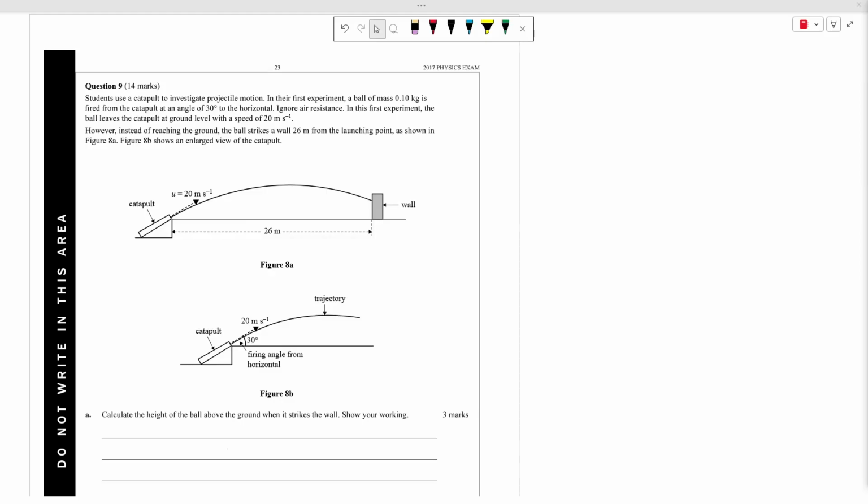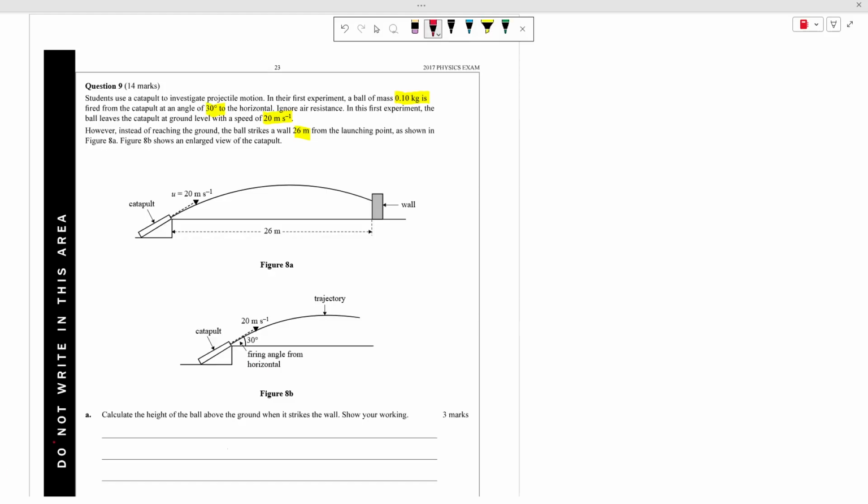Students use a catapult to investigate projectile motion. In their first experiment, a ball of mass 0.1 kilograms is fired from the catapult at an angle of 30 degrees to the horizontal. Ignore air resistance. In this first experiment, the ball leaves the catapult at ground level with a speed of 20 meters per second. However, instead of reaching the ground, the ball strikes a wall 26 meters from the launching point, as shown in figure 8a. Figure 8b shows an enlarged view of the catapult.